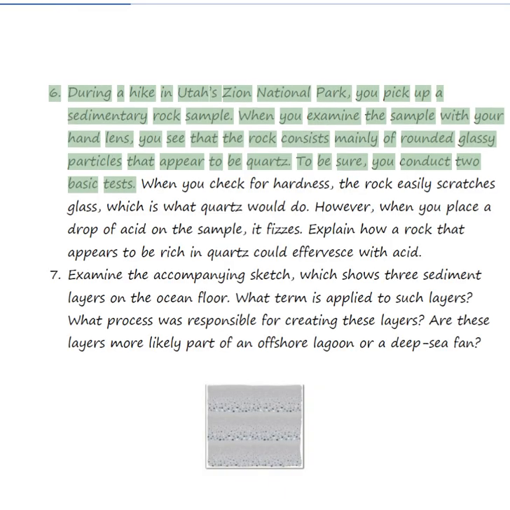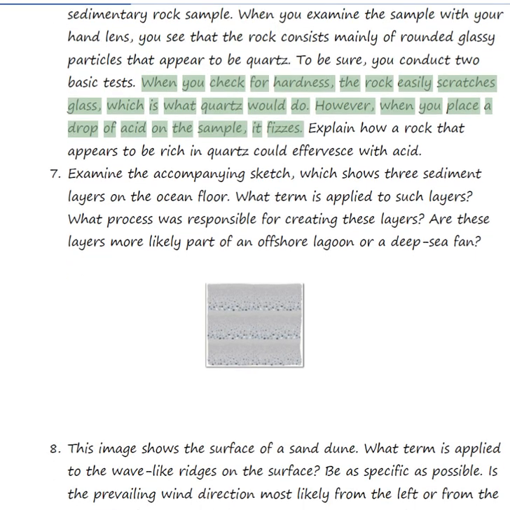6. During a hike in Utah's Zion National Park, you pick up a sedimentary rock sample. When you examine the sample with your hand lens, you see that the rock consists mainly of rounded glassy particles that appear to be quartz. To be sure, you conduct two basic tests. When you check for hardness, the rock easily scratches glass, which is what quartz would do.